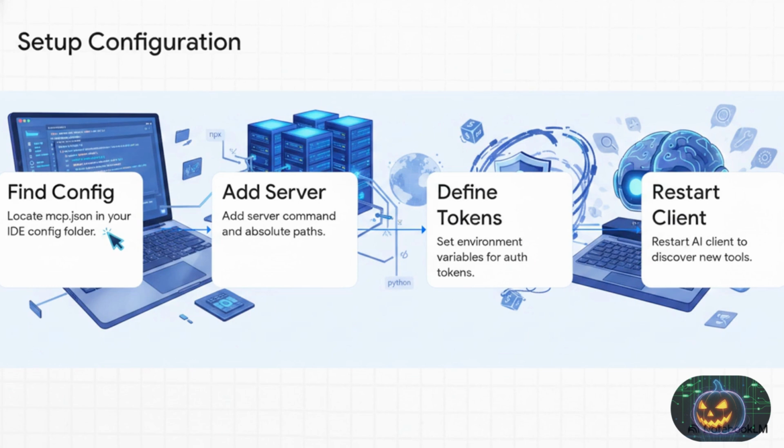Step 1, you just locate your mcp.json configuration file in an IDE like Cursor or an app like Claude Desktop. Step 2, you append the server details. You specify the execution command, like npx or Python, and provide the absolute path to the server. Step 3, define your environment variables for any authentication tokens, because you definitely don't want to hardcode secrets. And Step 4, simply restart your AI client. The client reconnects, introspects the new tools automatically, and boom, it instantly gains those capabilities.